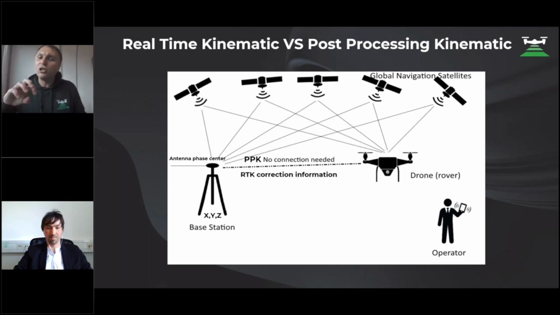You can implement additional masks just to remove noisy satellites, remove some reflection, and after that you will get more accurate results. And at the same time, if you are using PPK technology, you don't need to provide a direct connection between the base station and the drone. You just install a base station on a point with well-known coordinates, and you just save RINEX files on the base station, and you can fly with the drone within a 20 kilometer range from the base station, and you don't need to provide a direct connection between the drone and base station.